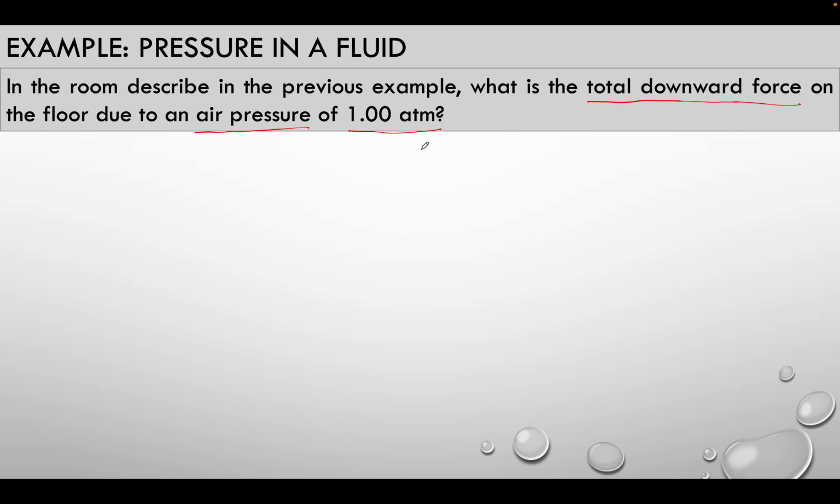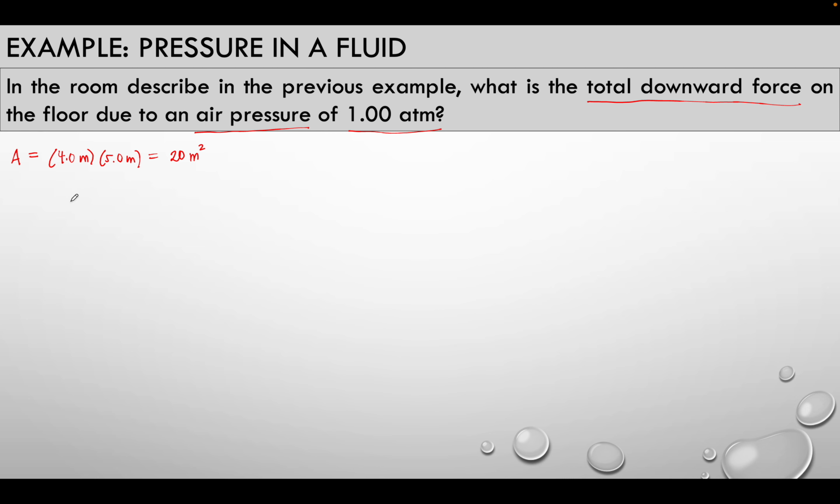Okay, so take note that in the previous example, the area of the floor is 4 by 5 meters. So to solve for the area, it is just equal to the length times the width of the floor. Since it is 4 meters by 5 meters, the area will be 4 meters times 5 meters is equal to 20 square meters. Okay. But what the problem is looking for is the total downward force.